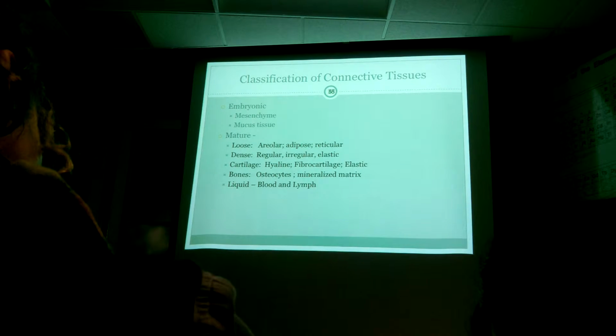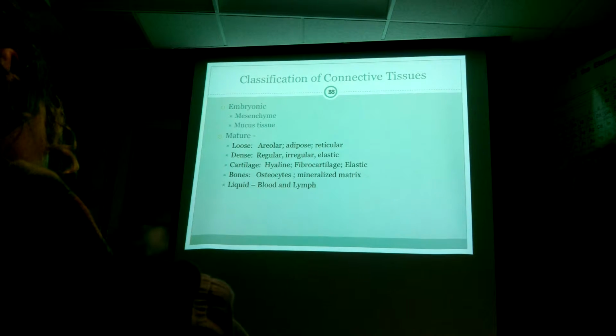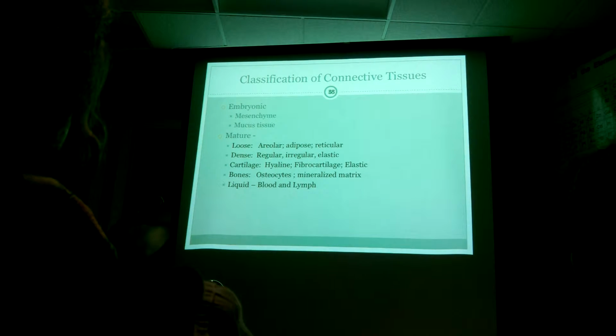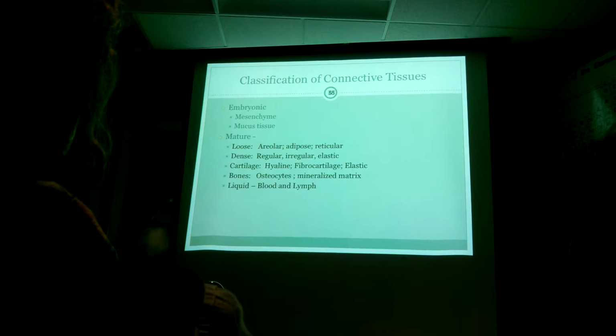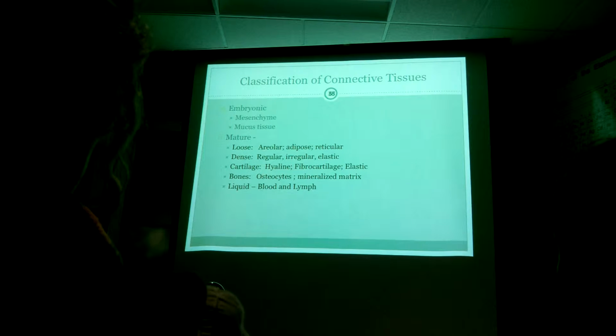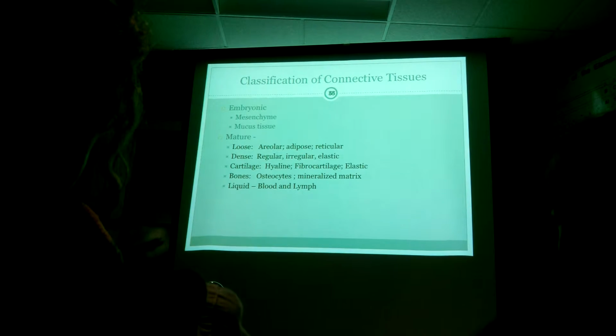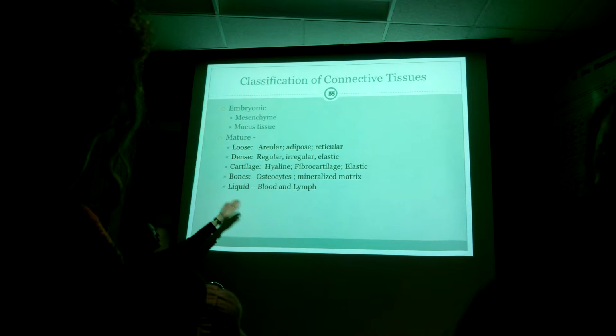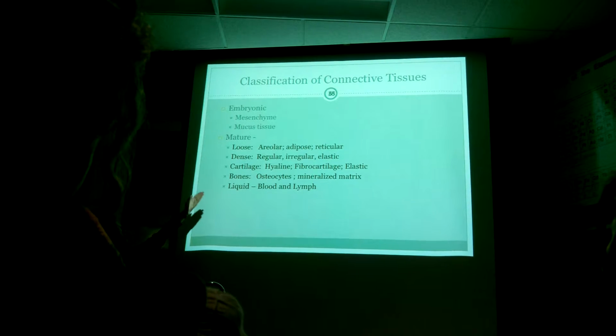Okay, so now when we go into the mature types of connective tissue, we have these 5 types. We have loose connective tissue, dense connective tissue, cartilage, bones, and liquids. And in the lab, we're going to encounter all of these. Within each of these headings, you can see that we have different types, like loose: areolar, adipose, reticular; dense: regular, irregular, and elastic.